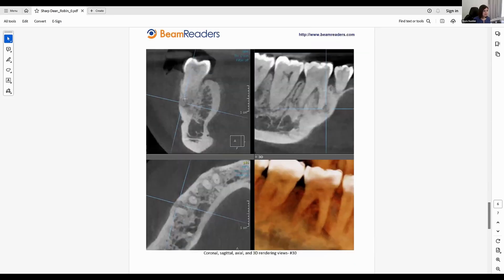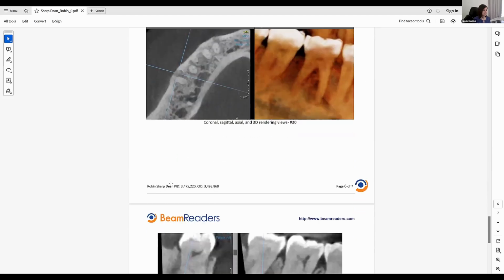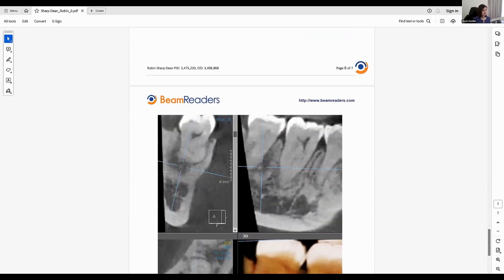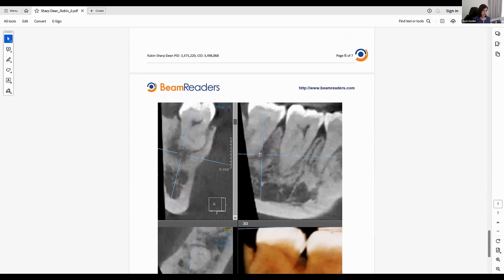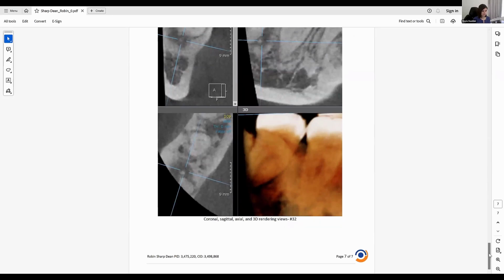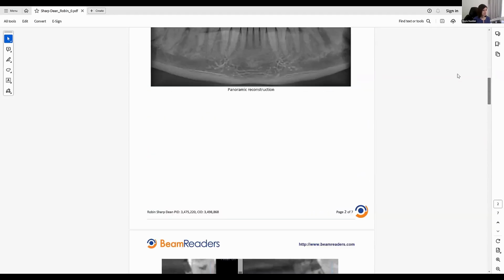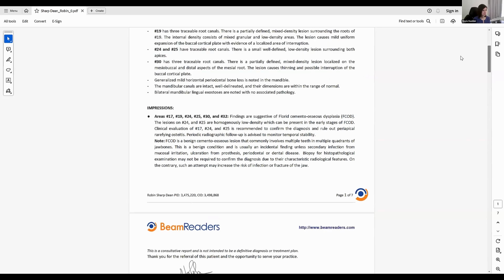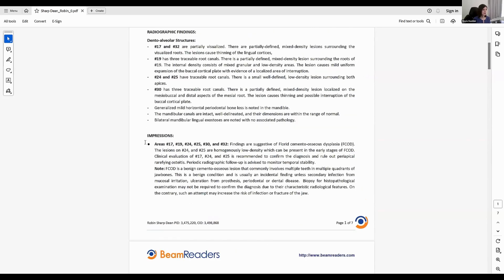Number 30 also has a mixed density area, a high-density entity here, some granular and low-density areas that's causing thinning of the buccal cortex. The same on number 32, which is partially visualized. We have a high-density entity surrounded with a low-density area. Now, I'm going to go to the impressions and talk a little bit about the case here.